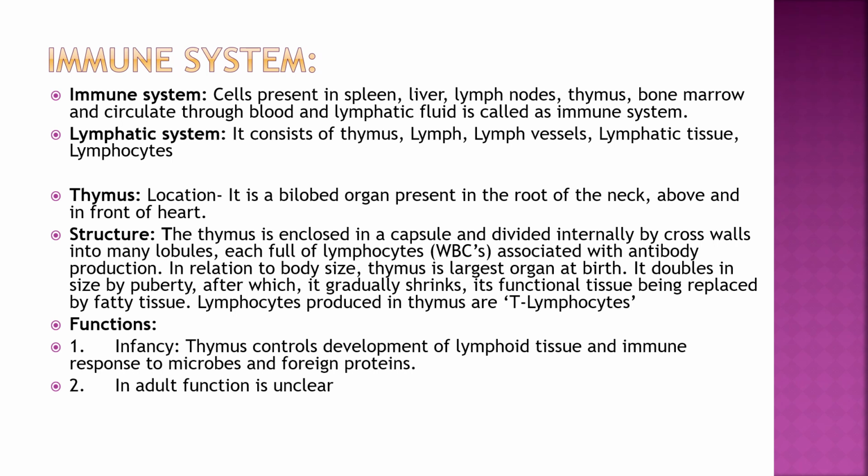Structure: the thymus is enclosed in a capsule and divided internally by cross walls into many lobules, each full of lymphocytes, WBCs associated with antibody production. In relation to body size, the thymus is the largest organ at birth. It doubles in size by puberty, after which it gradually shrinks, its functional tissue being replaced by fatty tissue.